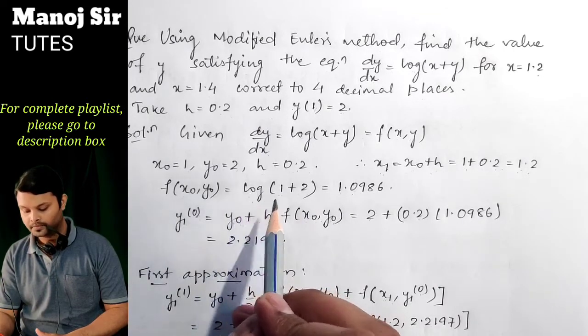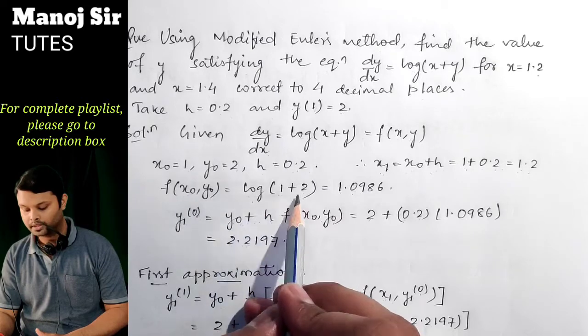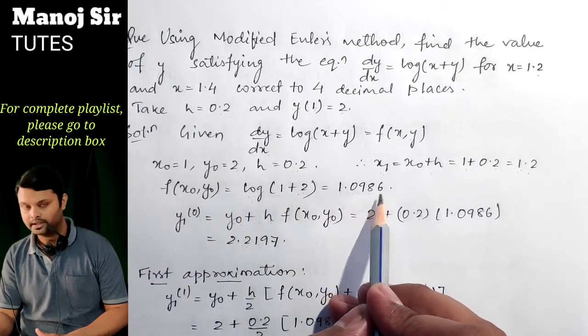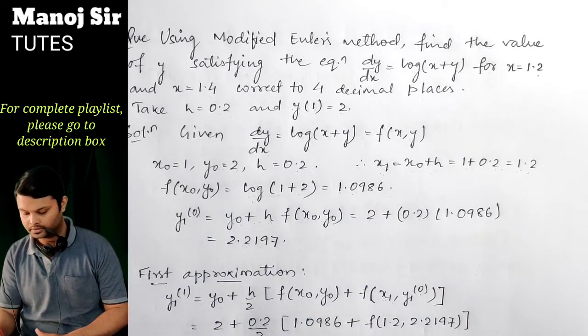So natural log of 1 plus 2, that is natural log of 3, will be how much? F of x naught comma y naught, that is equals to 1.0986. Okay, this is very important.